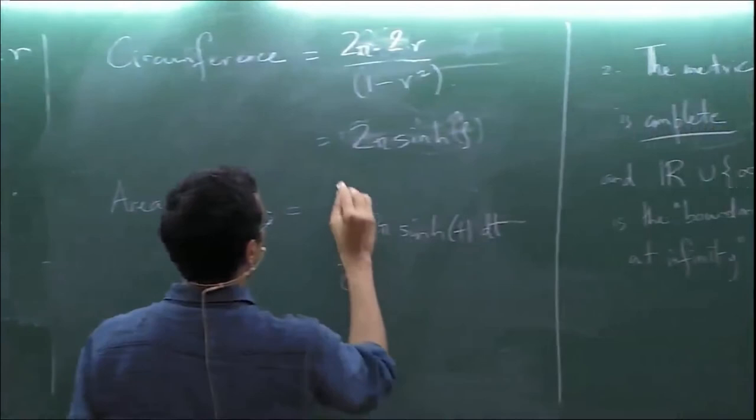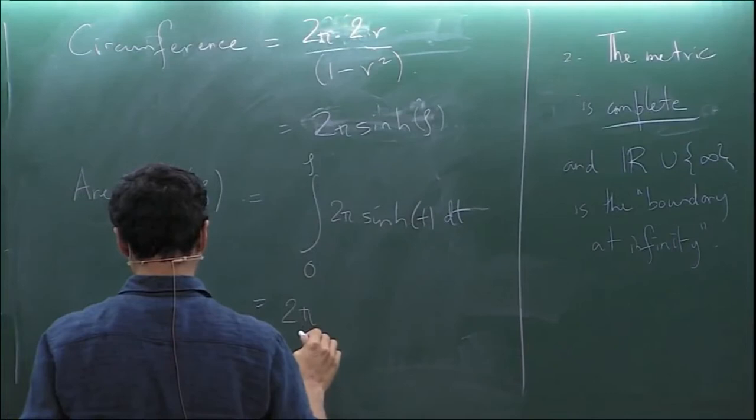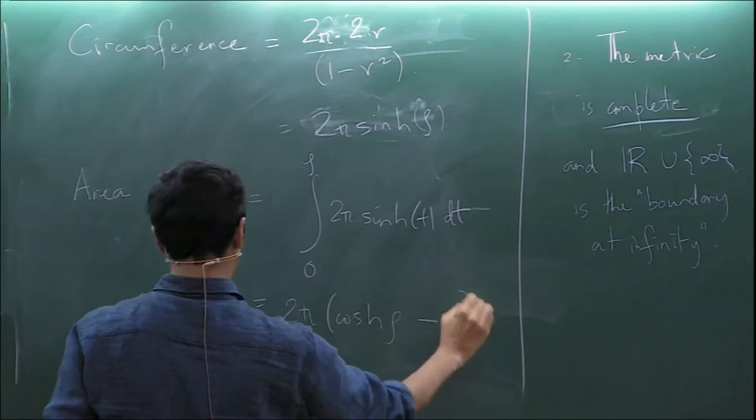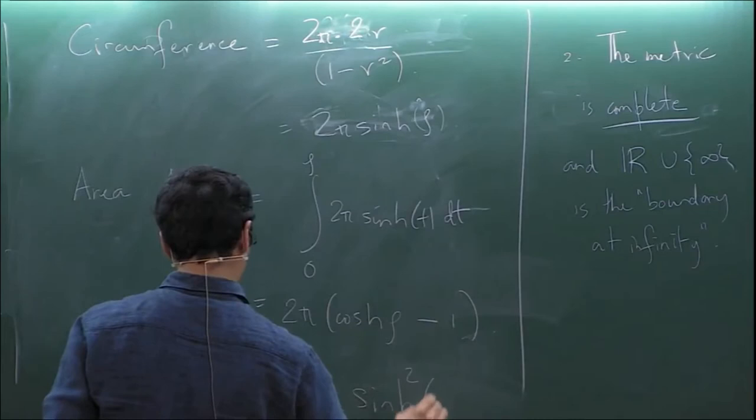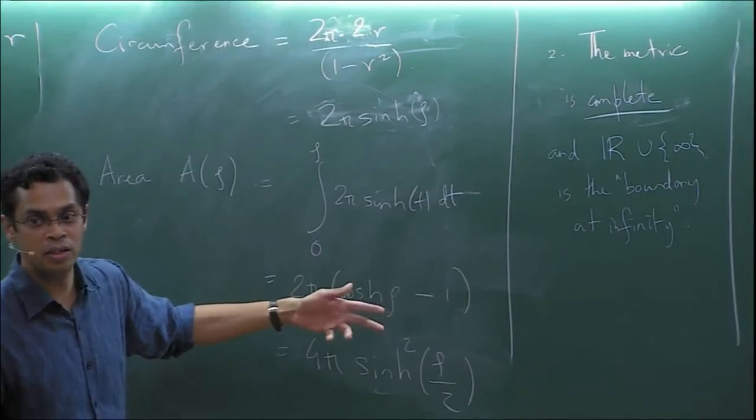Okay, and what you get here is, sinh of t gives you cosh, and so you get 2 pi times (cosh of rho minus 1), which is 4 pi times sinh squared of rho by 2. So this is some playing around with the various trigonometric identities involving cosh and sinh. Okay, so this is the area.